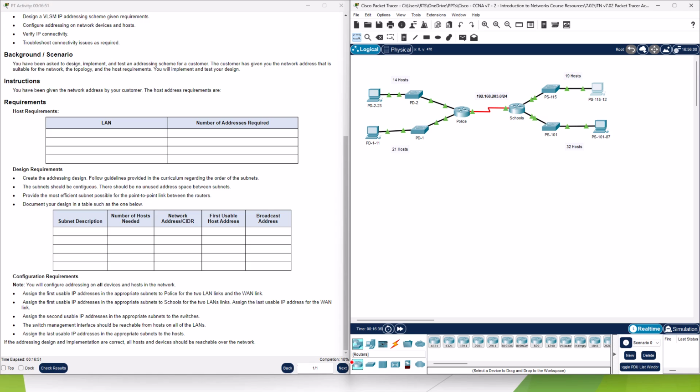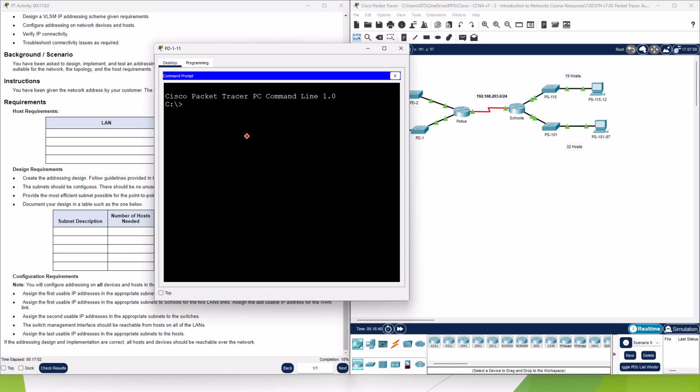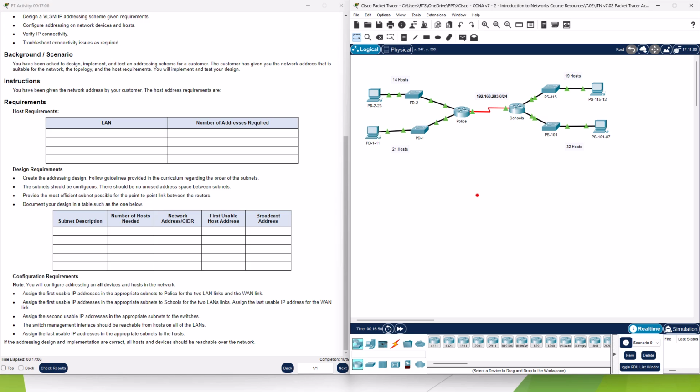So, you will notice, first of all, the completion rate did not increase. All the devices now have addressing, and to confirm all of that, I was going to ping, but the way this was designed, it actually was a little bit misleading.